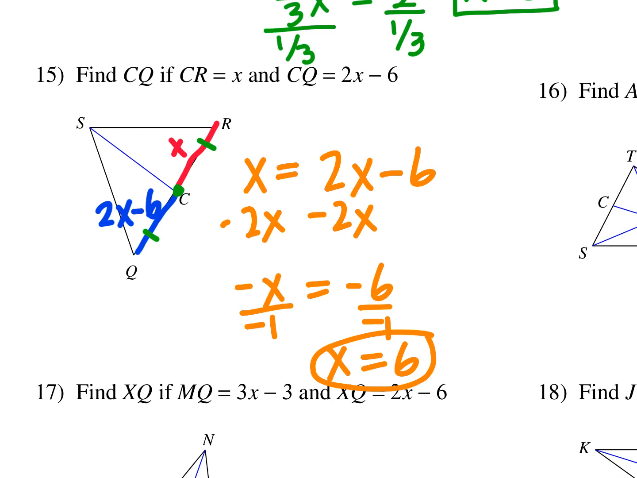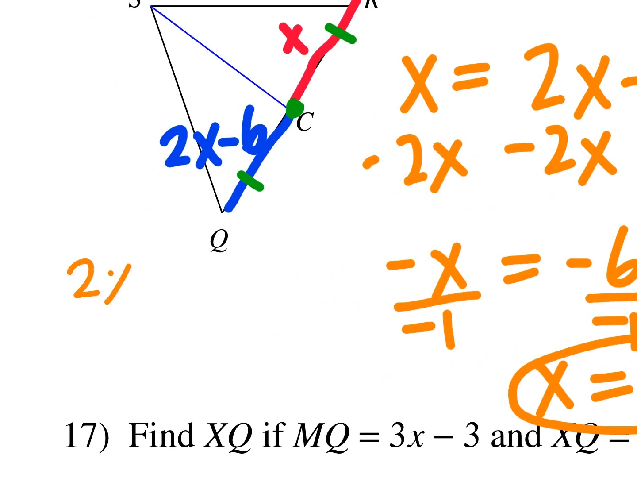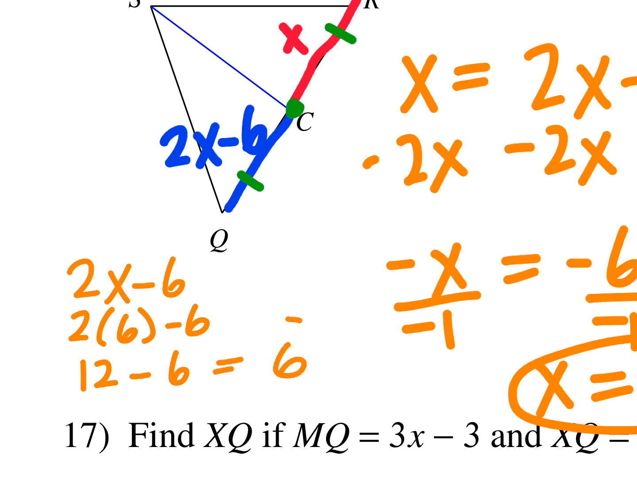But that's not where we're going to stop because the question asks us to find CQ. So we're going to have to get that 6 and plug it into the expression for CQ. So 2x minus 6. But we're plugging 6 in here. So 12 minus 6 equals 6. So CQ would be 6.